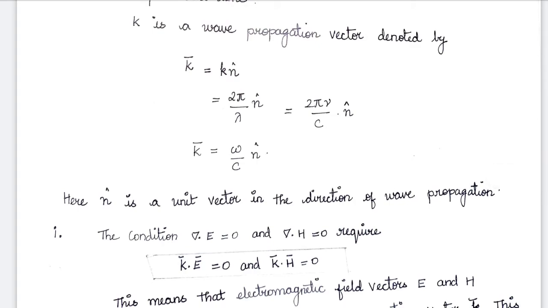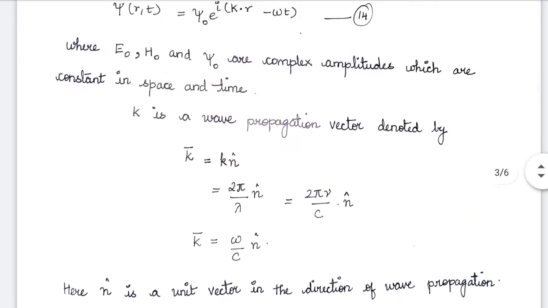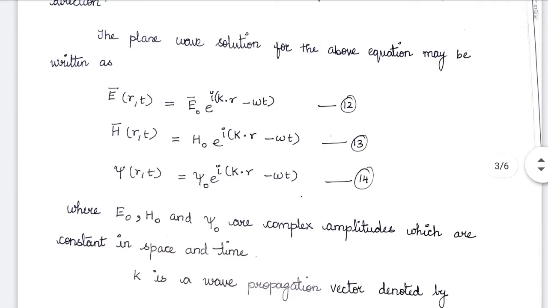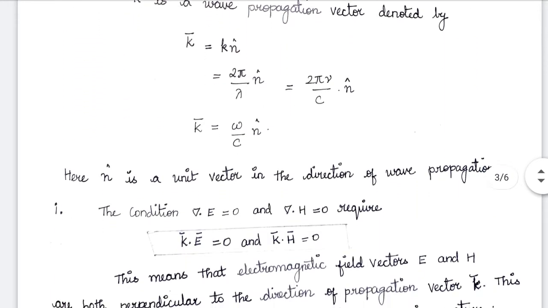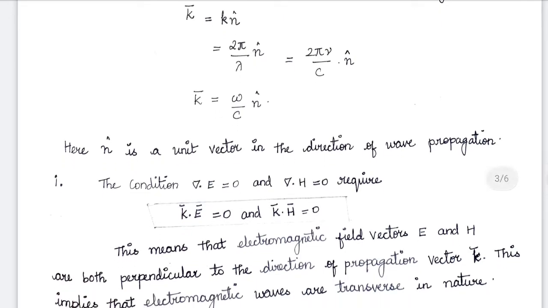So we have two divergence conditions, del dot E equal to 0 and del dot H equal to 0. Now let us introduce these two restrictions in equations number 12 and 13. If we put them in, we will get k vector dot E vector equal to 0, and k vector dot H vector equal to 0.